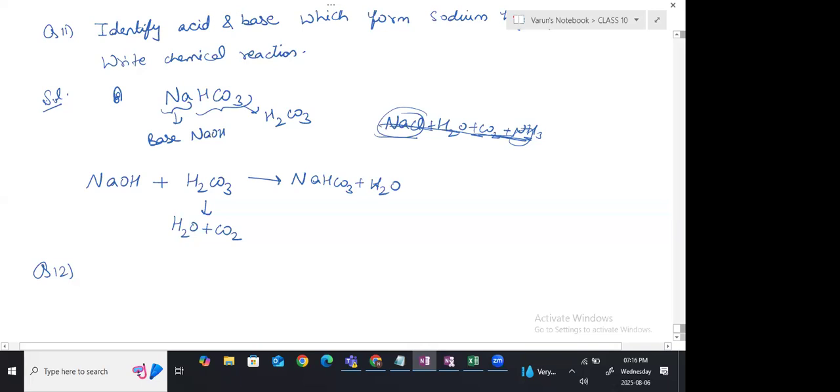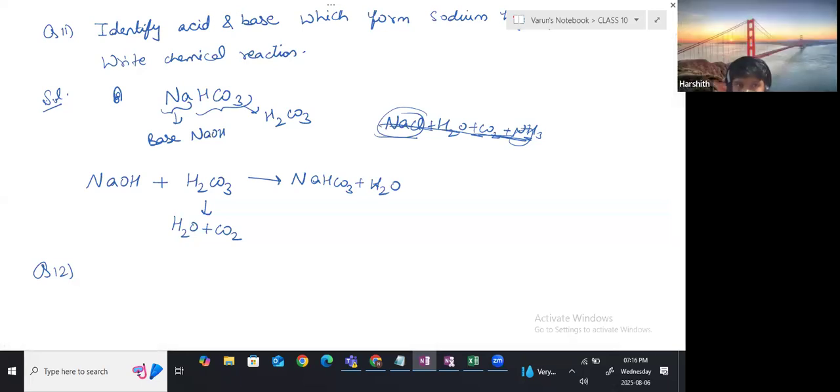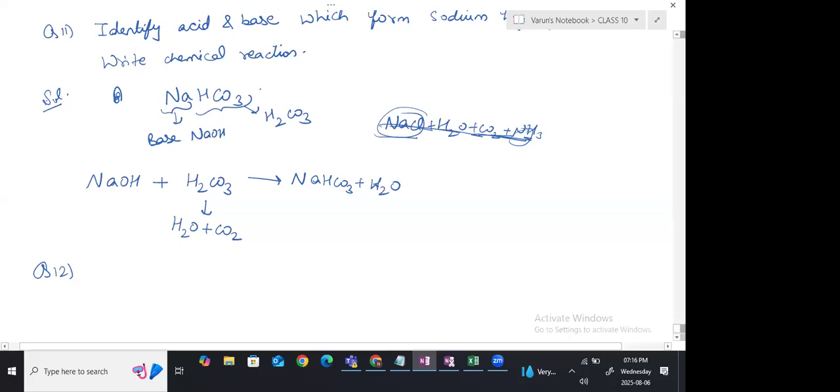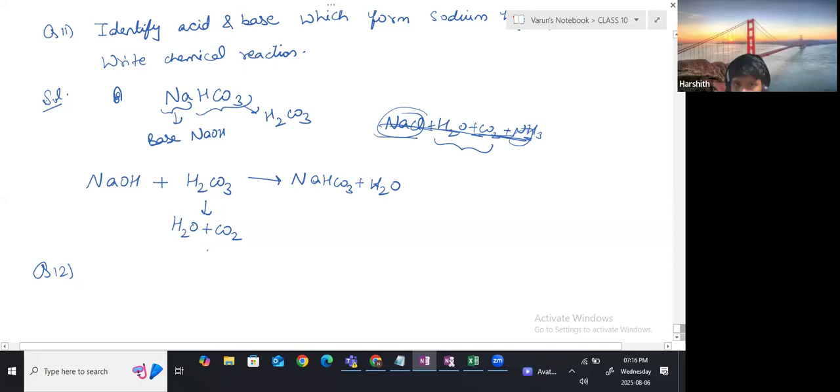CBSE can deduct marks. The textbook has not given these H2CO3 and NaOH. Textbook doesn't give H2CO3, but it has given H2O and CO2, na? Yes, when H2O and CO2 combine, it forms H2CO3. See, here I have written it. Yes, that's why. Okay.